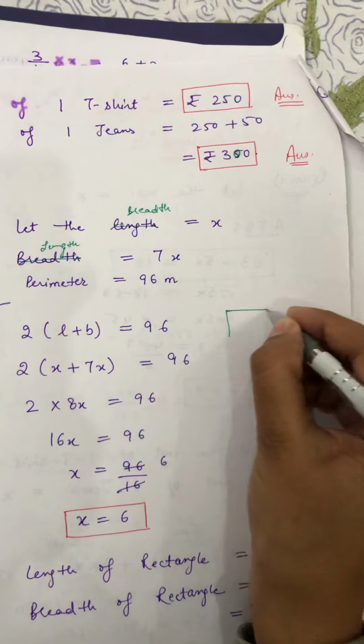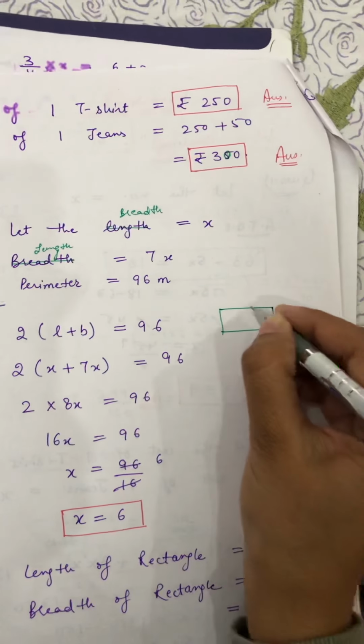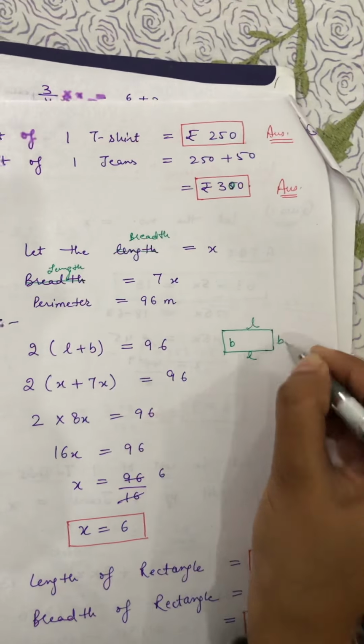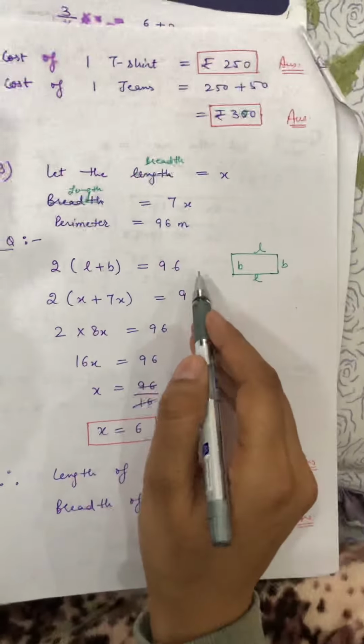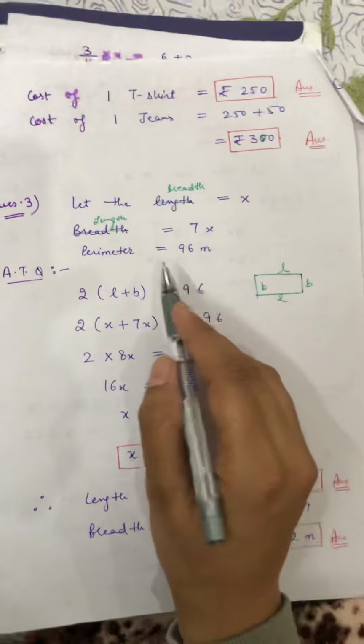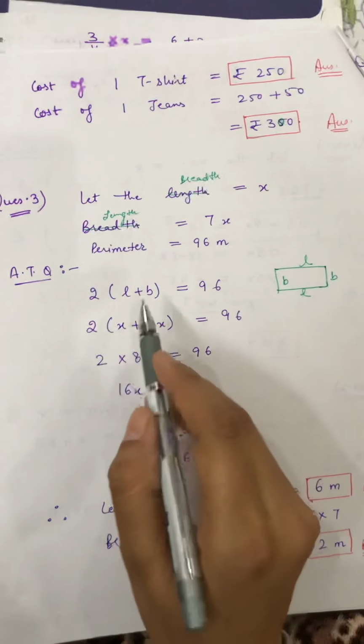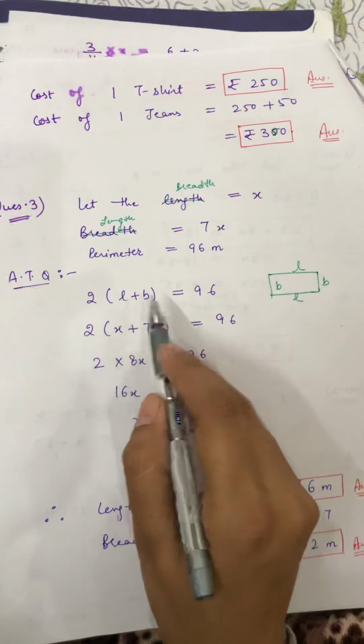This is a rectangle. A rectangle is having 2 length and 2 breadth. So perimeter is equal to 96. So put the formula of perimeter. Perimeter of rectangle is 2 into (L plus B), 2 into (L plus B). In place of L plus B, put the value.